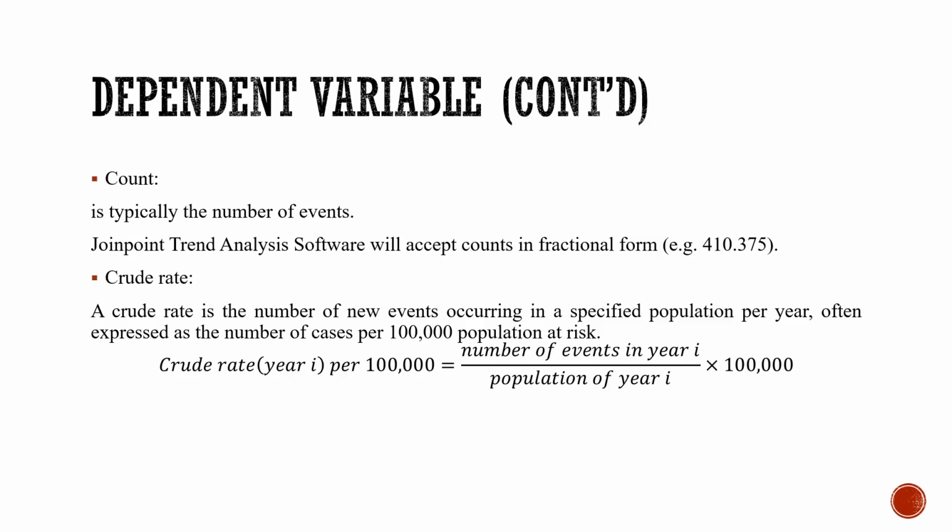However, in Jointpoint regression, we can express the rate per 100 to per 1 million. And the crude rate for each year is calculated with the formula of number of events in year i divided by population of year i multiplied by the amount that we want to express the crude rate with.